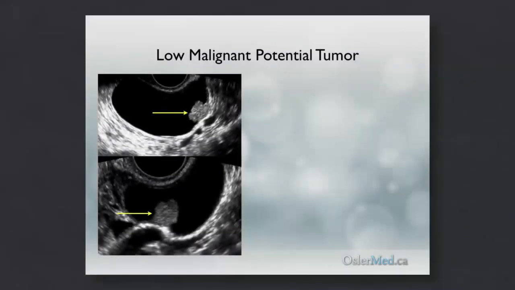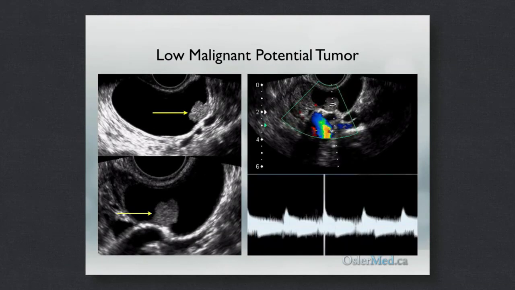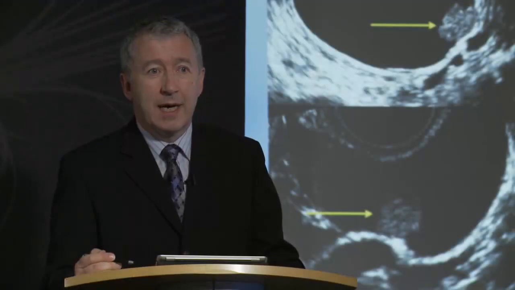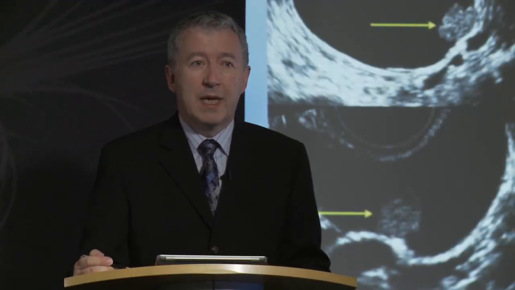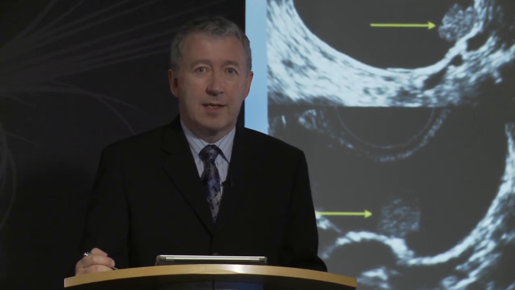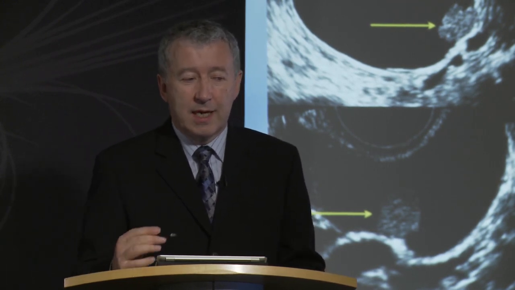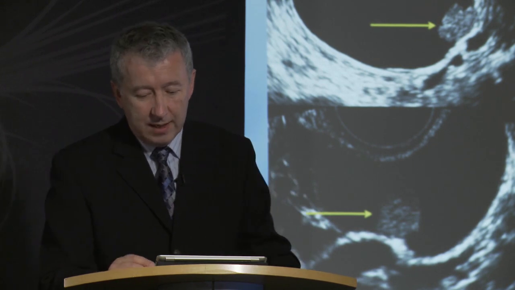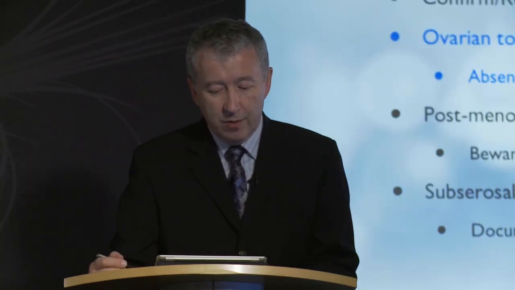And when we add Doppler here, and notice not just color Doppler, it's important to do a spectral tracing, we can see that this small nodule has arterial blood flow. And this complex cystic mass with a vascular mural nodule is therefore highly concerning for a low malignant potential tumor of the ovary or ovarian cancer. And endovaginal ultrasound is very sensitive for demonstrating these small mural nodules.